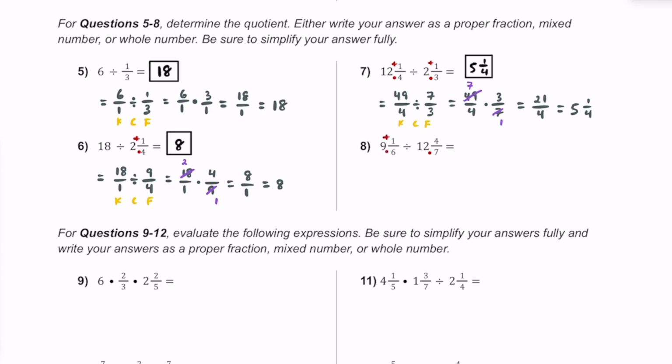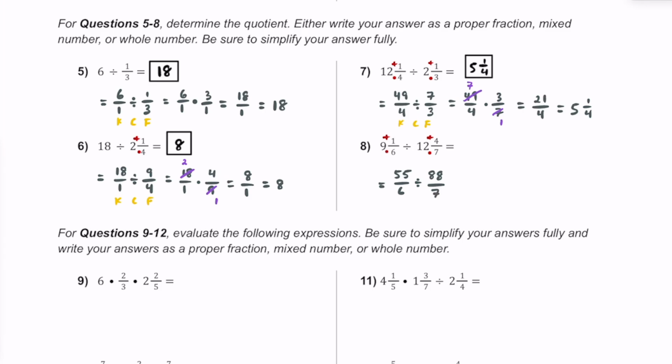So that way we can go ahead and divide. And so for the first fraction, 9 times 6 is going to be 54. 54 plus 1 is going to be 55. So we're looking at 55 over 6 here, divided by. And then for the second fraction, 12 times 7 is going to be 84. 84 plus 4 is going to be 88. So we're looking at 88 over 7.